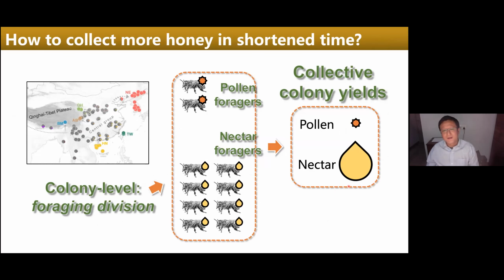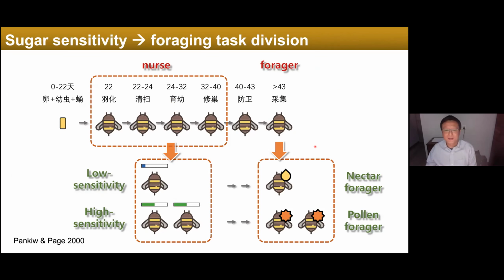Of course, it has to be a very complicated mechanism, but perhaps the most parsimonious solution to this would be for the colony to simply allocate more foragers to collect nectar and fewer foragers to collect pollen. And in the end, the collective colony yields will have more nectar or honey, if you like, for the whole colony. And this might not be as crazy as it sounds, because we already knew that the honeybees have task divisions in foraging.